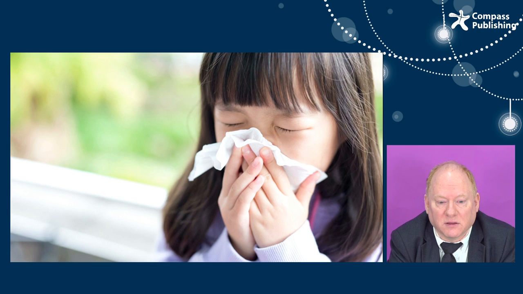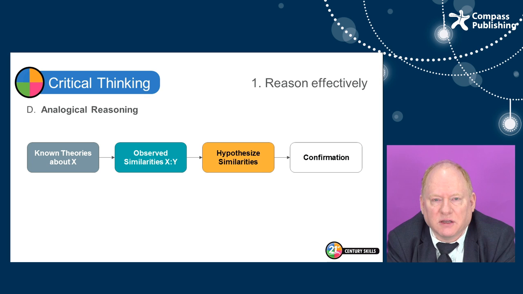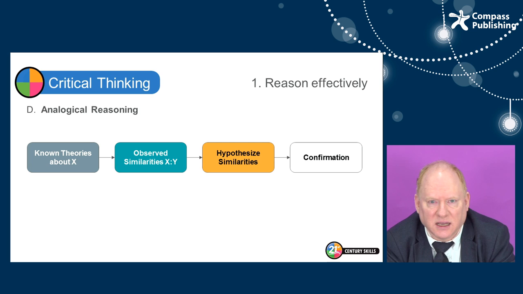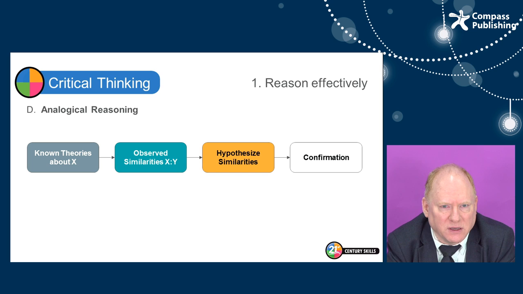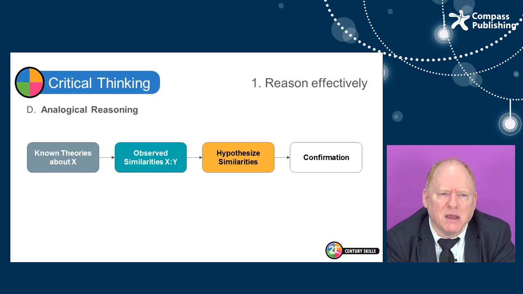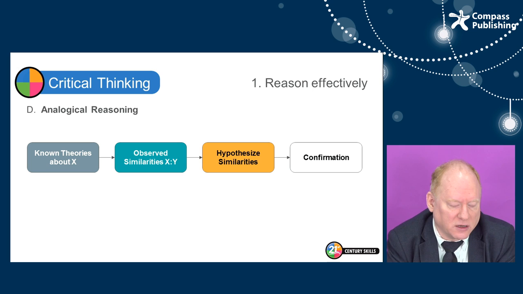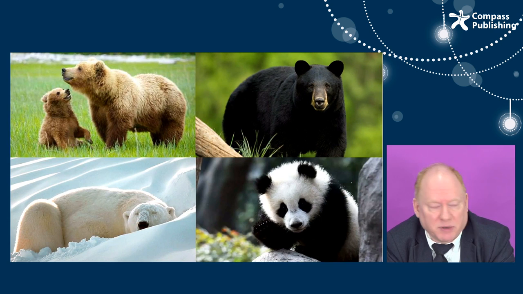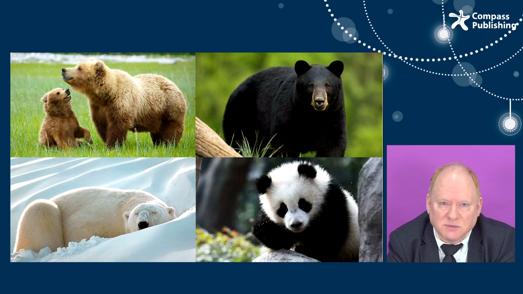But of course, there's something else called analogical reasoning. And that uses known theories about the subject that you're thinking about. And noticing that X is similar to Y in some ways. There's some kind of balance between the two. There's some similarities. So you hypothesize, you think, maybe there's a connection there, there's similarities. Maybe they belong together somehow, and you try to confirm it. And we do this naturally. So we might see a picture of a brown bear, a black bear, and a polar bear, and see some similarities, and we might analogize. We might think analogously that a panda is a bear too.